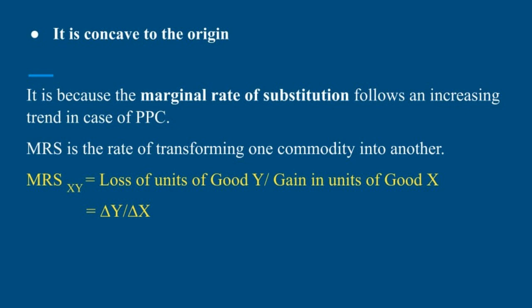That means initially a producer needs to forgo or sacrifice fewer units of good Y in order to increase the production of good X by 1 unit, and later he needs to forgo or sacrifice more and more units of good Y in order to increase the production of good X by 1 unit. So the MRS, that is marginal rate of substitution, shows an increasing trend, which makes the production possibility curve concave in shape.